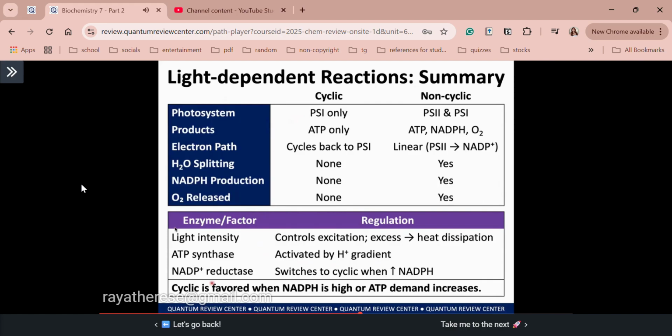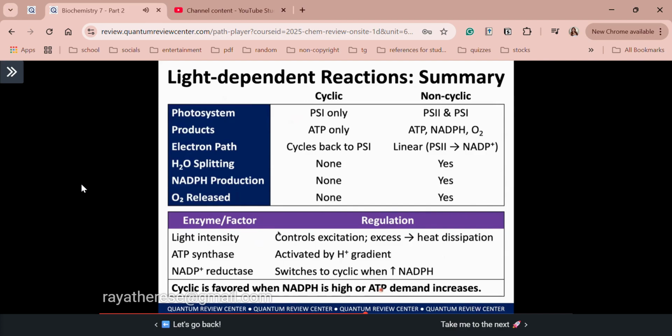And lastly, NADP plus reductase, of course, switches to cyclic when we have enough concentration of NADPH. That is the natural tendency of all enzymes. When there is enough product or enough substrate needed by the cell, of course, they stop, specifically through feedback inhibition. And lastly, class, cyclic is favored when we have a high concentration of NADPH, because there is no need to synthesize more NADPH, or when ATP is needed. So cyclic is very active when NADPH is high, when we have low ATP, thus high demand for ATP, or both.